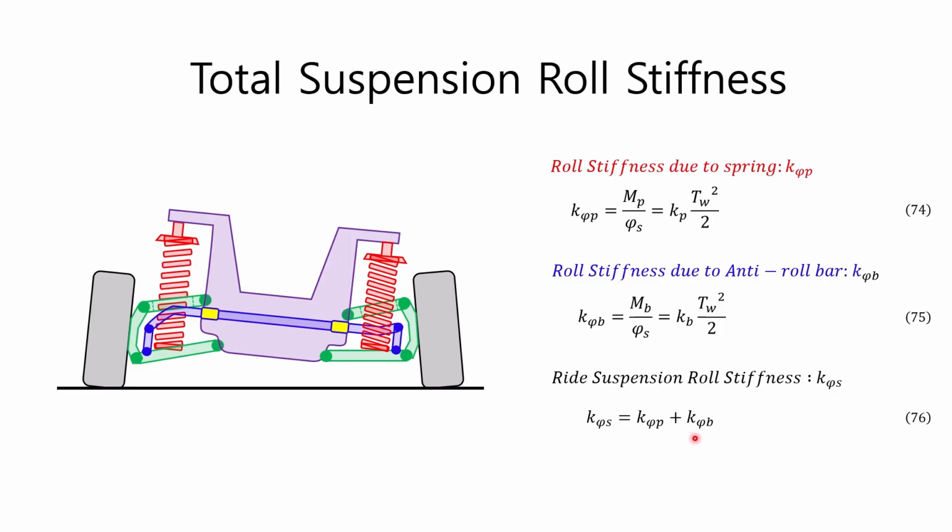Here's something to keep in mind. If the relative displacement of the left and right wheels with respect to the sprung mass is the same, the roll stiffness of the anti-roll bar is 0. For example, if the left and right wheels double bump at the same height at the same time, the anti-roll bar will not generate any force at all.